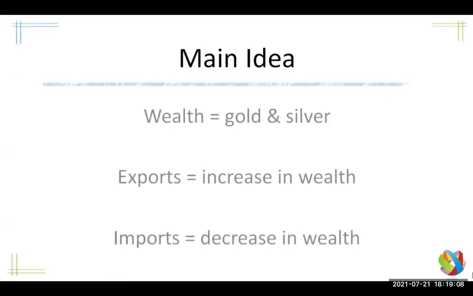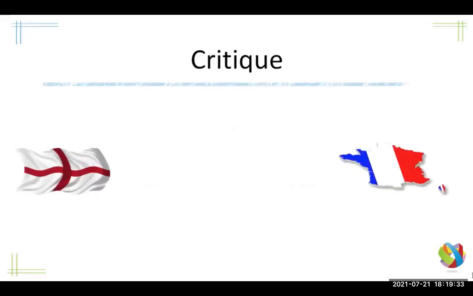The idea was summed up by Thomas Mun, and I'll quote here. Open quote. "The ordinary means, therefore, to increase our wealth and treasure is by foreign trade, wherein we must ever observe the rule, to sell more to strangers yearly than we consume of theirs in value." Close quote. Okay, let's have a little critique of why this might be a problem.